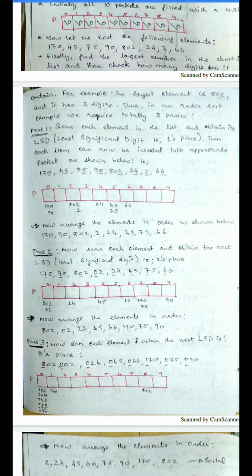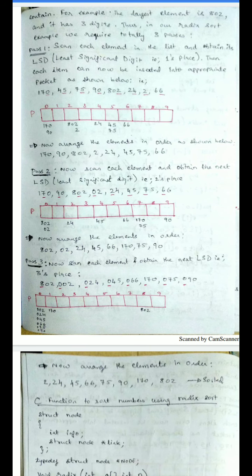My 0th location will have 2, 24, 45, 66, 75, 90. In the 1st location you have 170. In the 8th location you have 802. If I rearrange, what happens? 2, 24, 45, 66, 75, 90, 170, 802. Now you have a sorted list of elements.